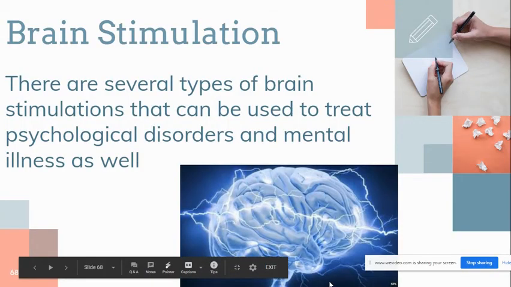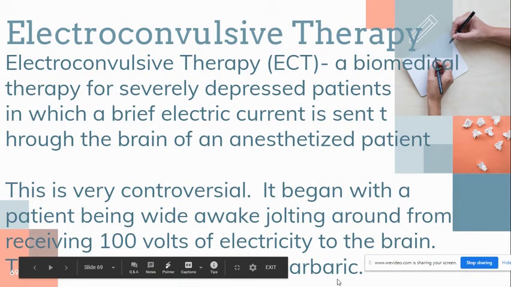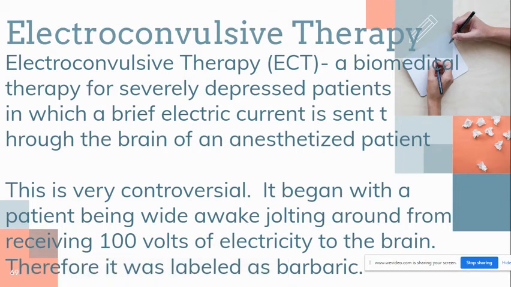All right, now let's talk about the second type of biomedical treatment, which is brain stimulation. The first one is ECT, electroconvulsive therapy, and it usually is for depressed people, but it could be other types of psychological disorders. They are given a brief electrical current that is sent through the brain. Nowadays, the person is under anesthesia, but it didn't used to be.